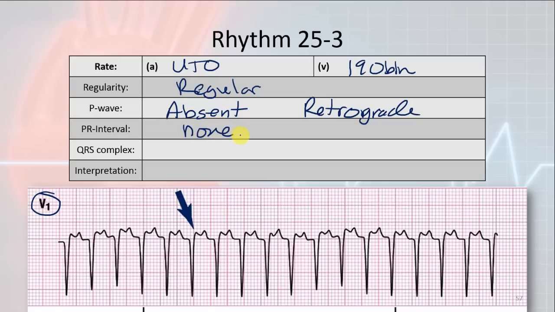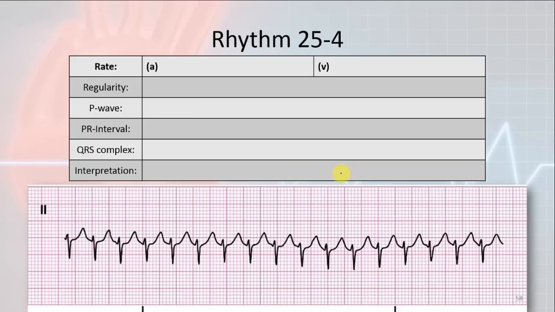PR interval is going to be none. You can't even have it if it's retrograde because it would be an RP interval. QRS complex, I think we said was 0.08 second, which makes it normal. Interpretation, we could comfortably say that this is a narrow complex tachycardia. Otherwise, based on the 12 lead, I know that that's going to be a retrograde P wave. Since that is a retrograde P wave there, I know that is typical AVNRT.